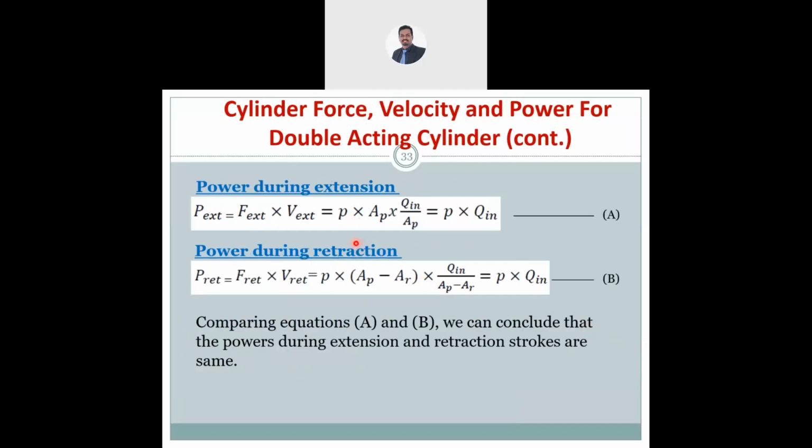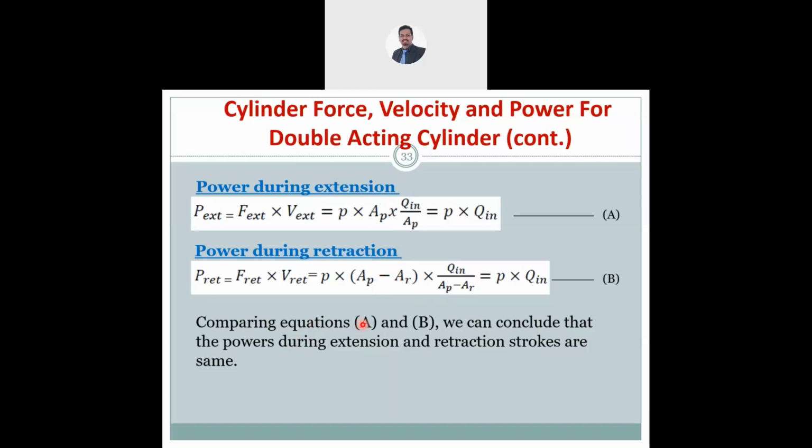Okay, so power during extension. This one is like before. So the only difference will be the area of piston. For extension it takes the whole area. For retraction it takes minus AR, or rod area.